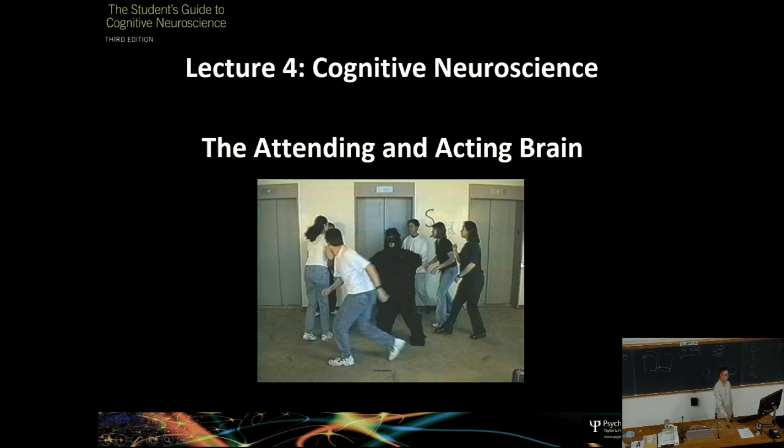But basically, the gorilla walks on from this side to that side. He does that, and he walks off. About 50% of people do not notice the gorilla, okay? And about half do.